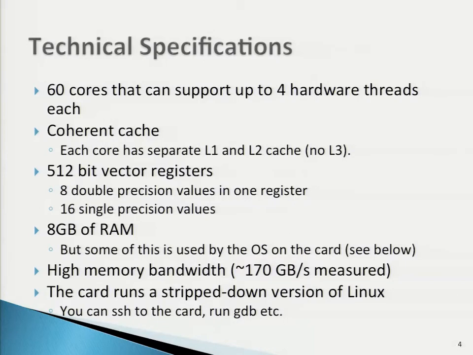But this has 512-bit vector registers, so you can fit 8 double precision values in one register. And that means you can fit 16 single precision values. This shows vectorization becomes very, very important on an architecture like this because it can do 8 double precision operations in a single clock cycle if you've got your vector register properly loaded.